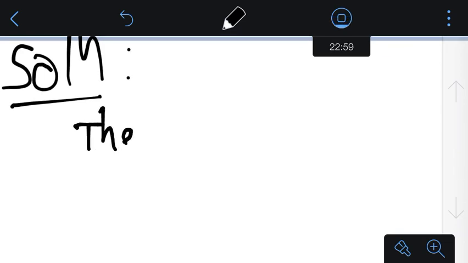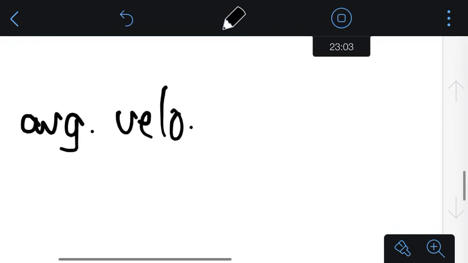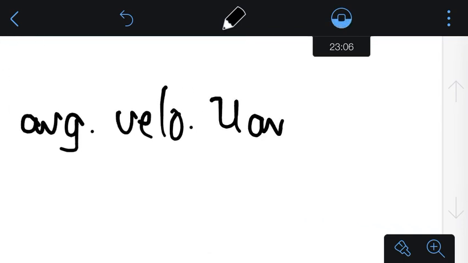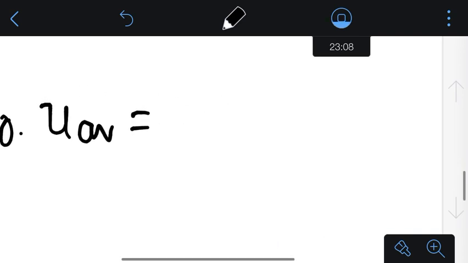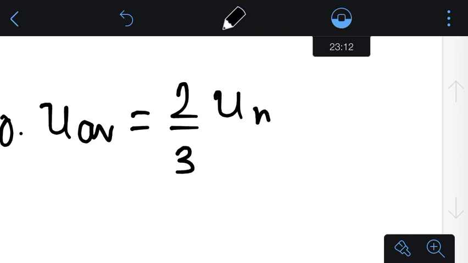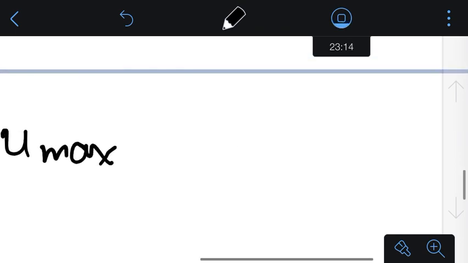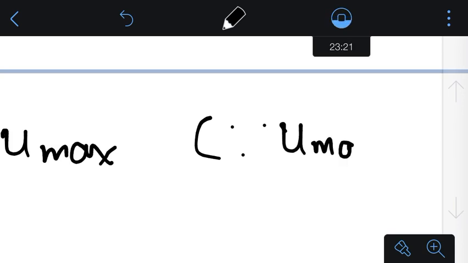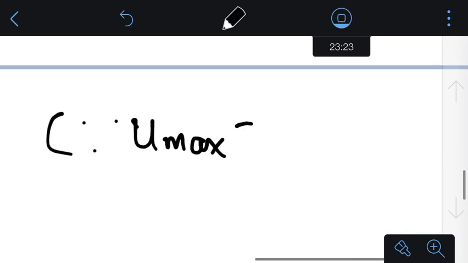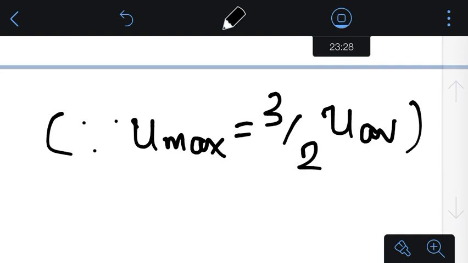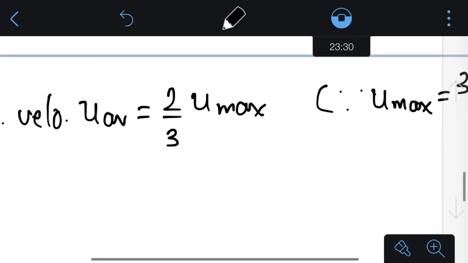So your average velocity, u average, would be equal to 2 by 3 into u max. And why 2 by 3? Because we have seen in the ratio of maximum velocity to average velocity that u max is 3 by 2 of u average, right? So that's why u average would be equal to 2 by 3 into u max.